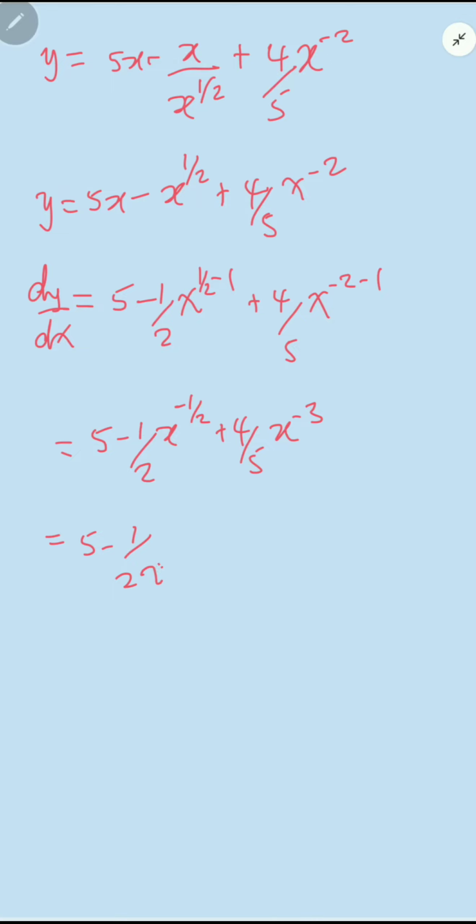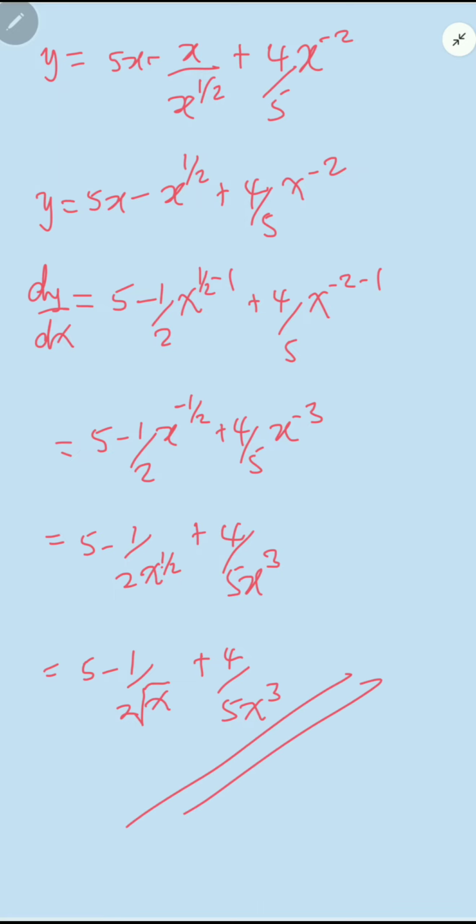So we're going to have x to the power half, then plus 4 over 5, then the x to the power 3. Now this one can be simplified further. We're going to say this will be equal to 5 minus 1 over 2 x squared. Then we say plus 4 over 5 x to the power 3. So this is the answer to our second problem. So this is how we differentiate the second one. Now we'll go to C.